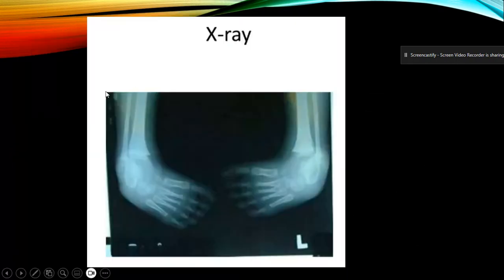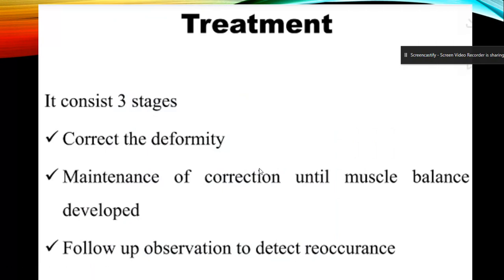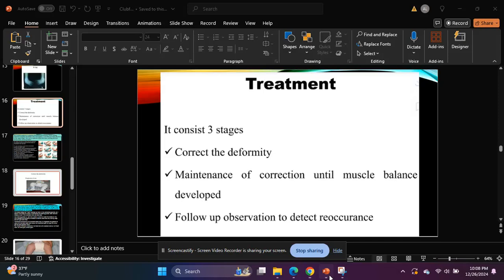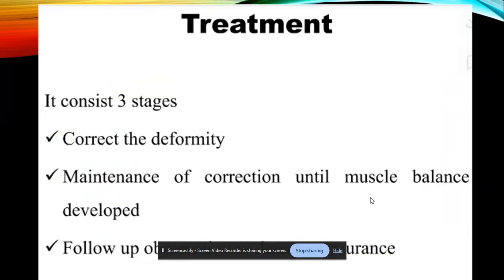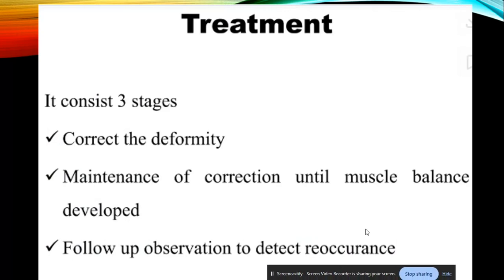X-rays are also the finest way of finding out. As you can see, these are inverted. This is the letter J. It's an inverted varus foot, which is actually the most common. Treatment consists of three stages. Correct the deformity. Maintain the correction until muscle balance develops. Follow-up observation to detect recurrence.